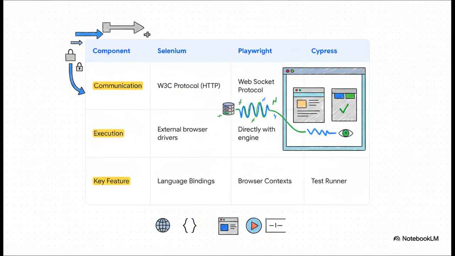And this table right here just lays it all out perfectly. Check out that communication row. Selenium uses the standard W3C protocol. It works, it's universal, but it's like sending a letter. There's some overhead. Now look at Playwright. It uses a WebSocket. That's like having a direct, open phone line straight to the browser. It's way faster. And then there's Cypress, which you can see in the execution row, does something really clever. It runs your app in one little box, an iframe, and your tests in another, all inside the same window. This gives it direct native access to everything going on.